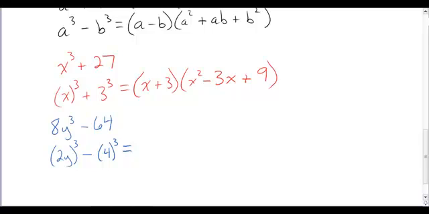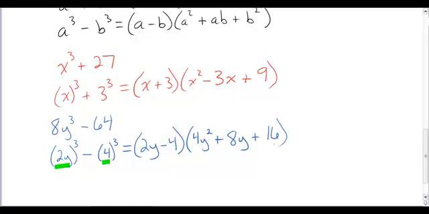So now we can factor this, and our formula is right up there at the top of the screen still. So a minus b. Now keep in mind, a is the thing in parentheses here, and b is the thing in parentheses here. So a is 2y, b is 4. 2y minus 4 times a squared. Well, what is 2y squared? That would be 4y squared plus, what's a times b? 2y times 4 is 8y plus b squared, 4 squared is 16. And there you have the difference of two cubes factored.